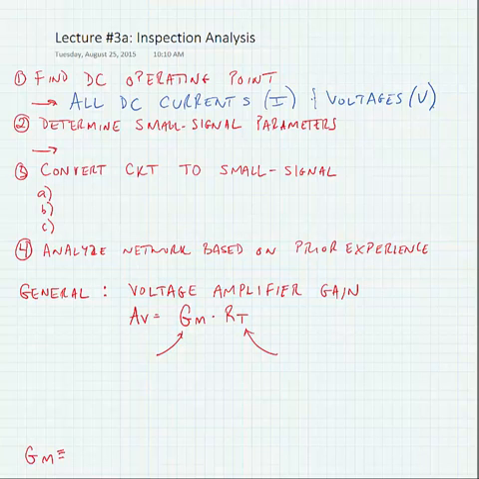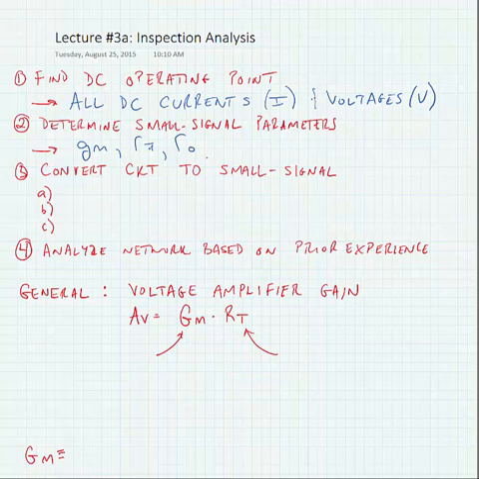From these currents and voltages, we can determine the small signal parameters of the transistors that we're going to be analyzing. So for instance, we're going to be looking for the gms, the r-pis, the r-outs of the transistor, and we're going to use these, of course, to plug into some well-known formulas. Once we have the gms, r-pis, and ros, we're going to convert our circuit to small signal.